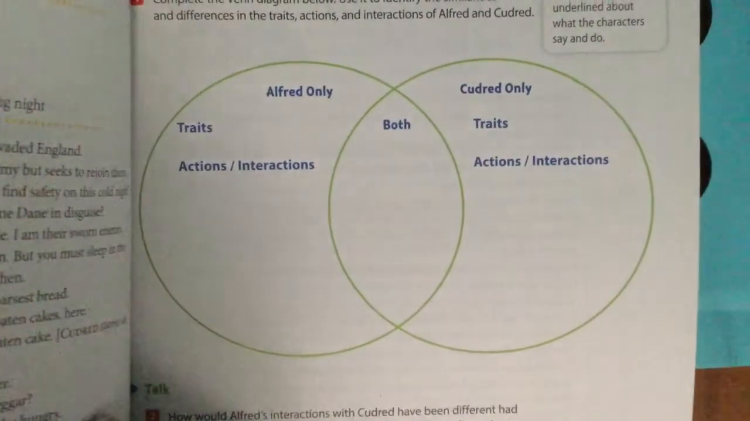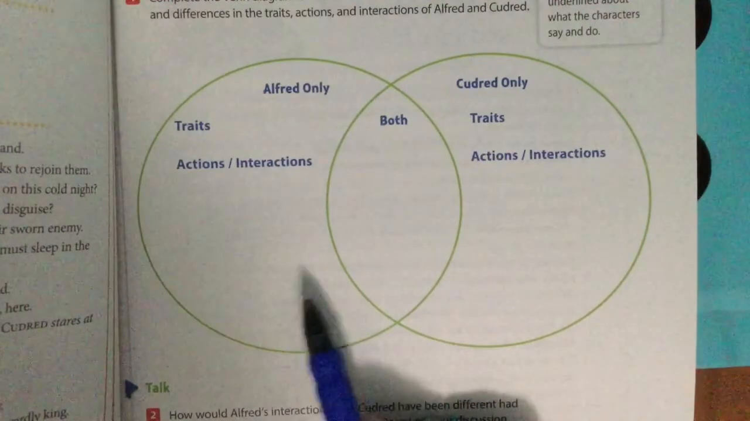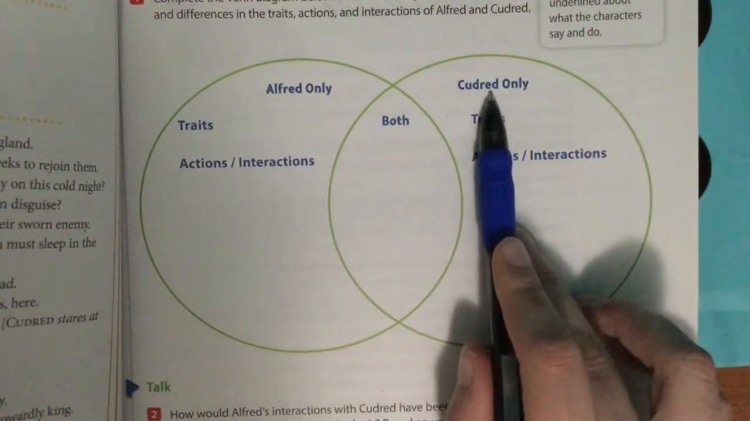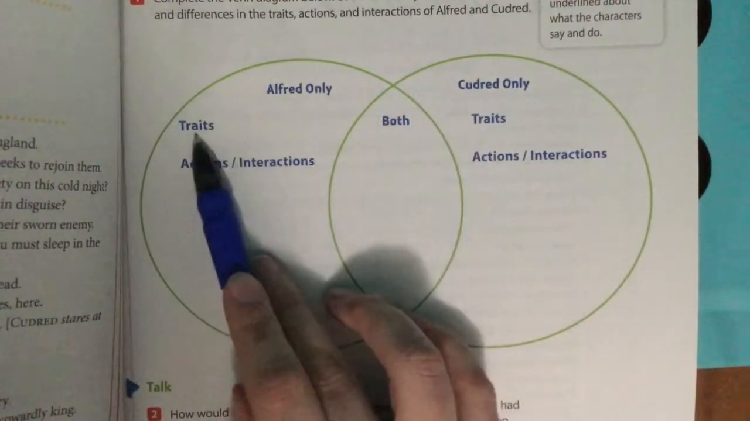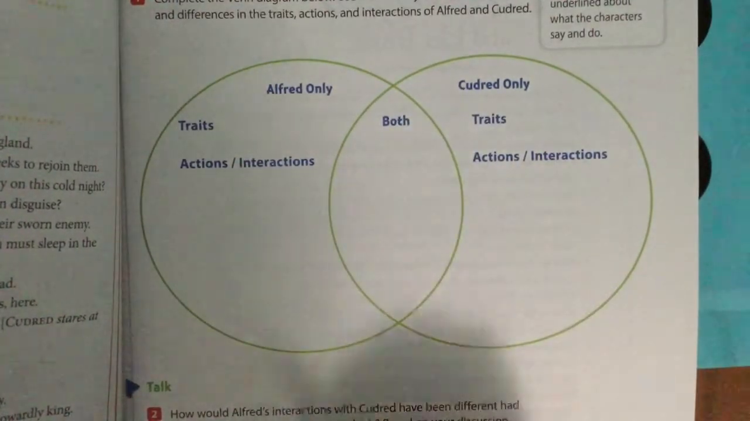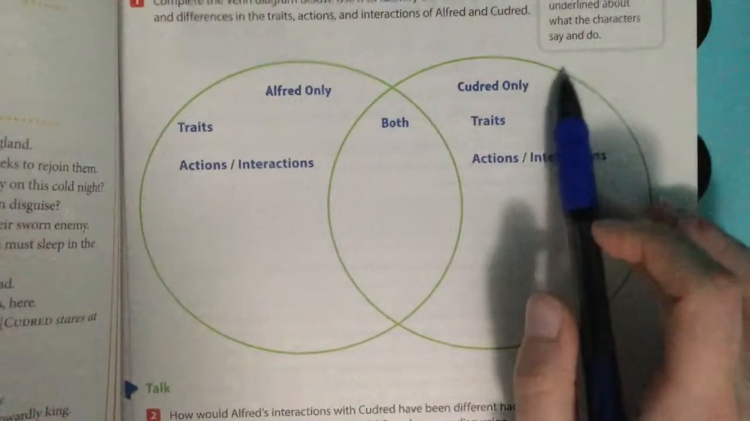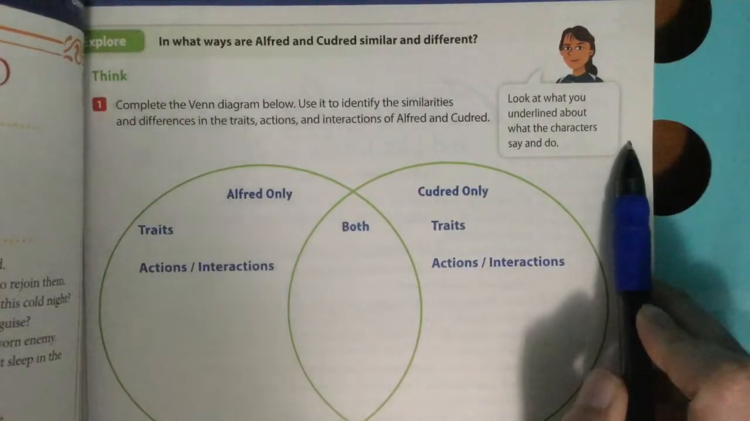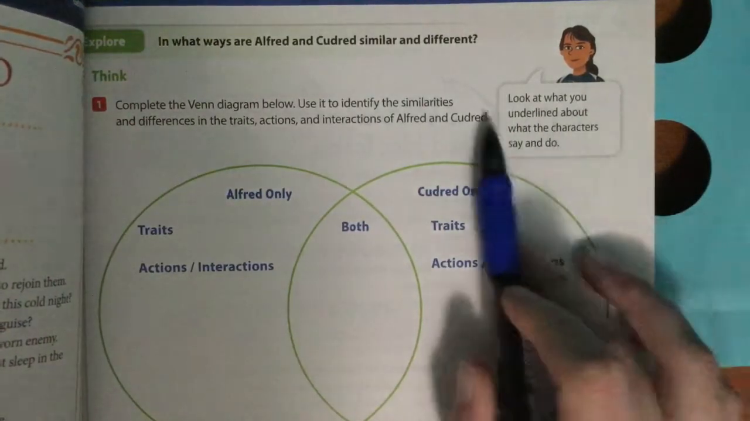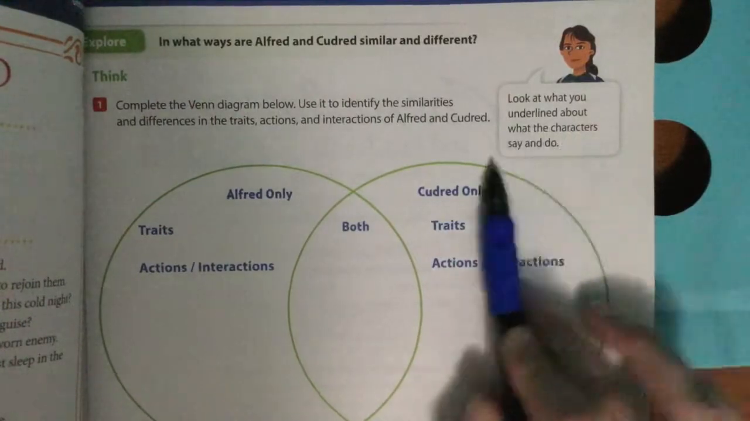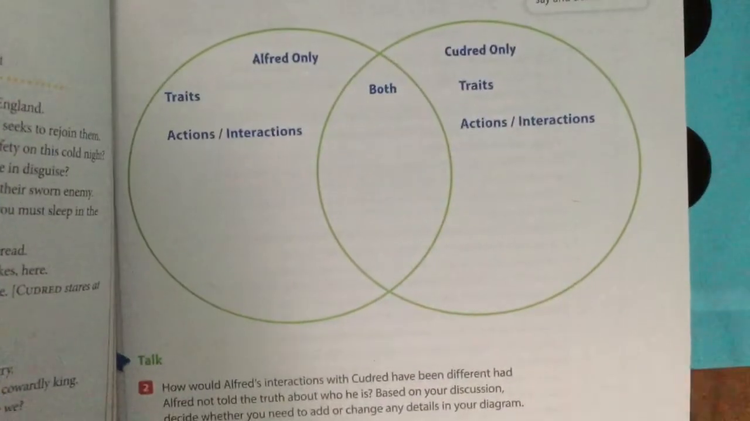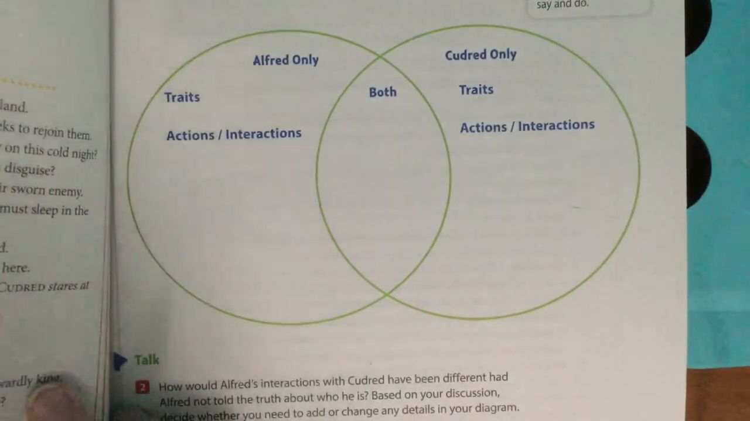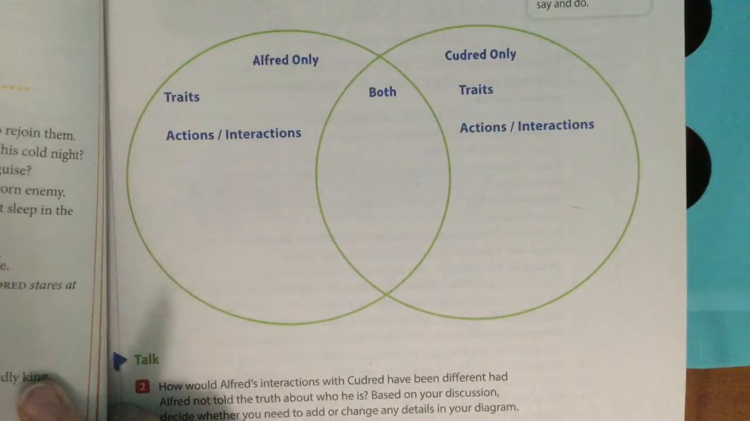All right, so we have a Venn diagram similar to the one we had about the boy and the girl. Well, now we have Alfred, we have Cudred, and we have both. We have to fill in the traits and their actions. And this is why I told you to underline some stuff. For the sake of time, I'm not going to go through and underline. I will explain them verbally, because it says, look at what you underlined about what the characters say and do. So do not worry if you didn't find all of them or you're not entirely sure. Okay, so Alfred, let's start with him.